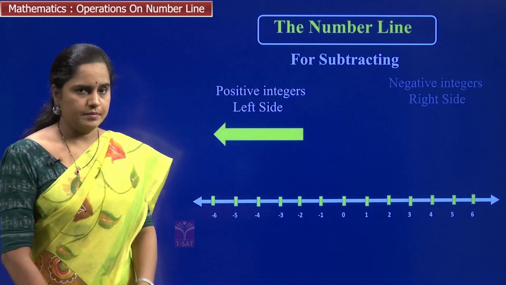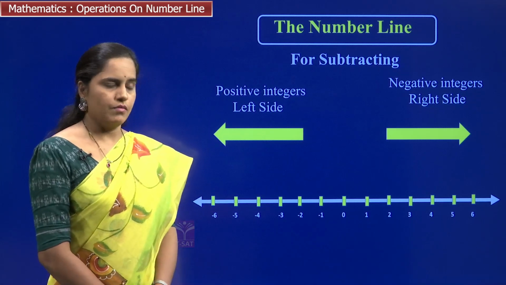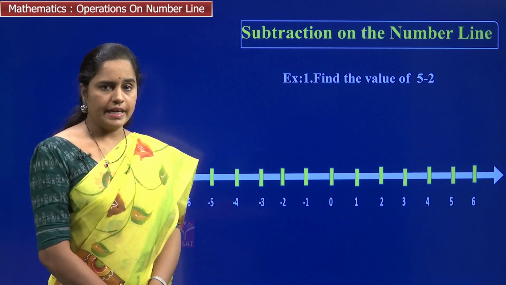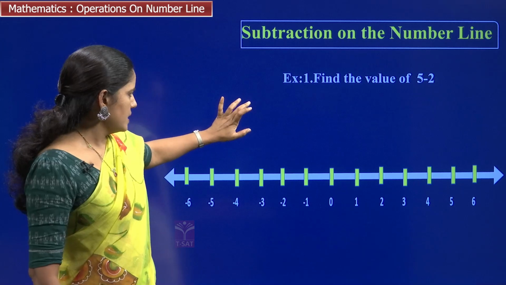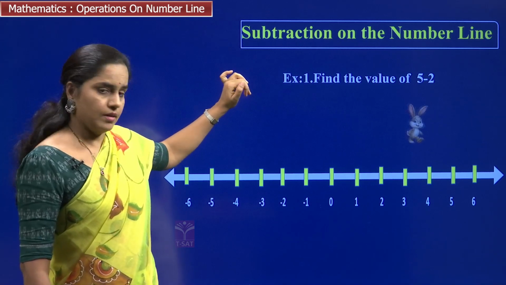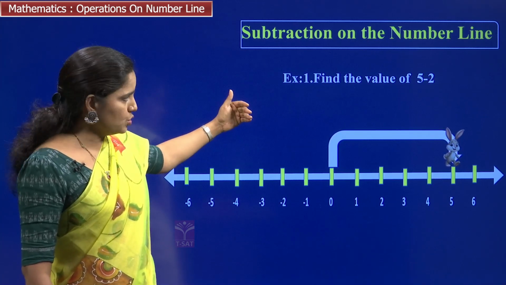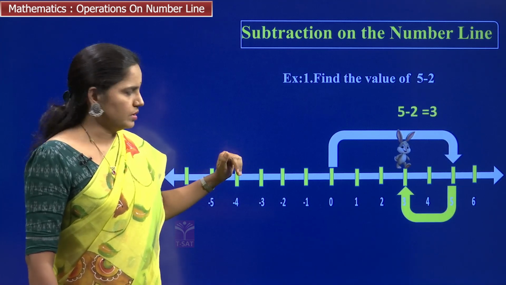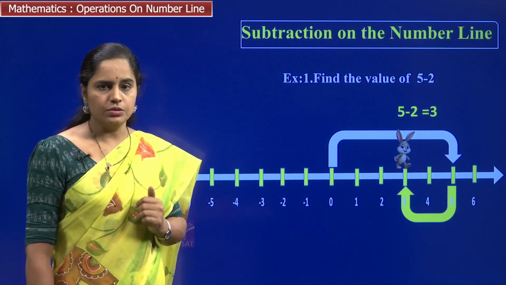Now for subtraction. For subtracting positive integers, we go to the left side. For negative integers, we go to the right side. Let's see one example. Find the value of 5 minus 2. For this, we go to 5 and move 2 steps to the left as we are subtracting positive 2. Therefore, now we are at 3. Therefore, 5 minus 2 is equal to 3.